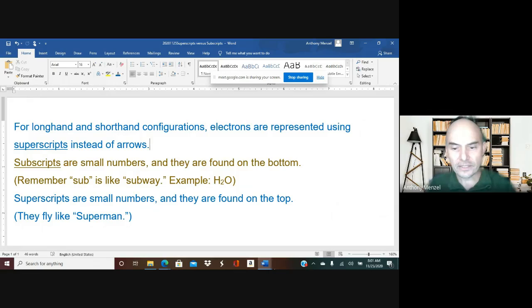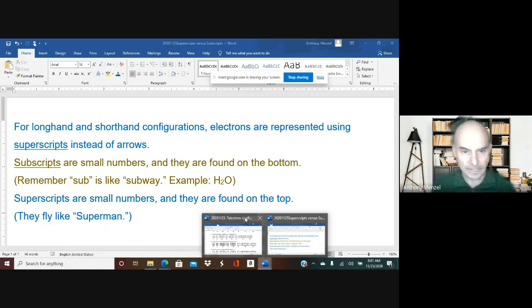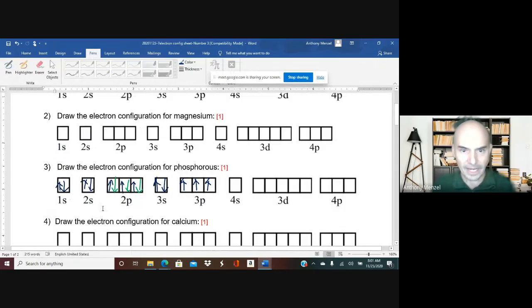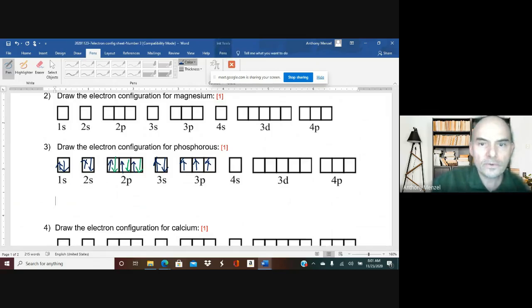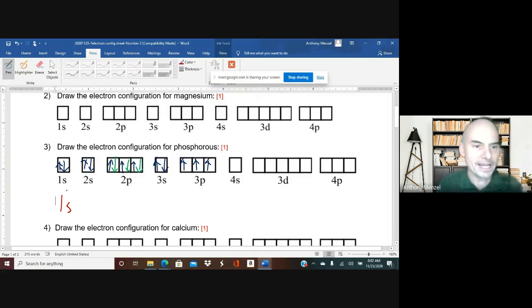So how does this look in the work that we're doing? If we want to look at our longhand configuration, what it would be for phosphorus, for example, what we would do is just take the subshell designation. That's what I'm going to do now. 1s. Now in the 1s, we have 1, 2. So our superscript becomes 2.